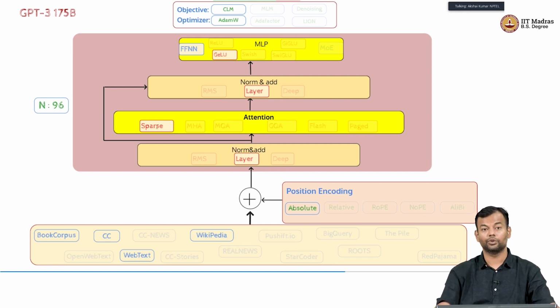Then the attention that they use was sparse attention, right? And then again GELU activation, and the objective and the optimizer did not change with respect to GPT-1, and the number of layers was 96, which among other things contributed to the 175 billion parameter size of the model, right?